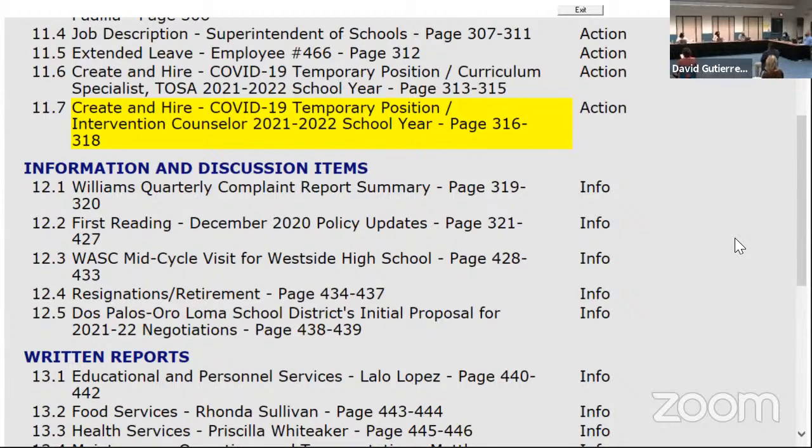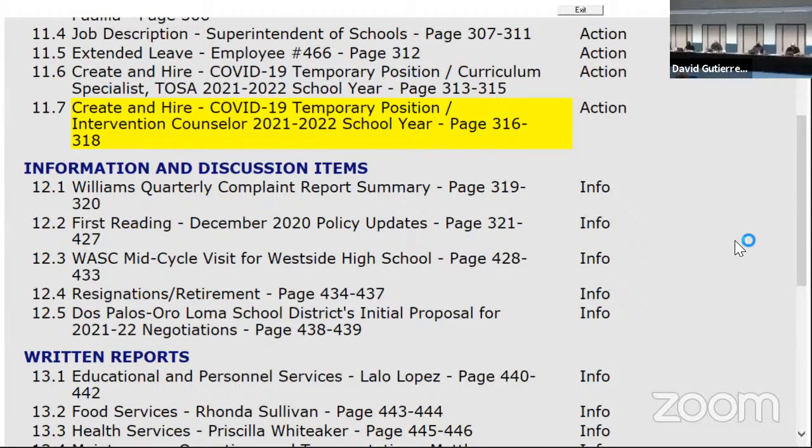Any questions? My question is, can current employees apply for these? Yes, and they have rights back to those jobs, absolutely. Thank you. Call for the vote.